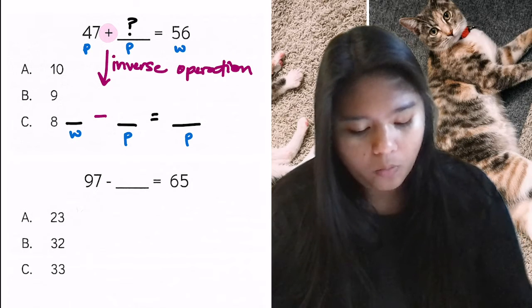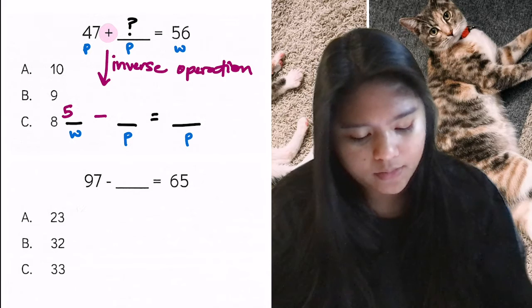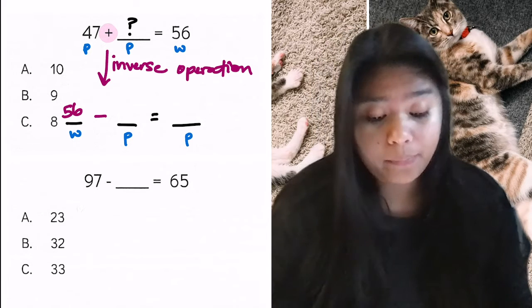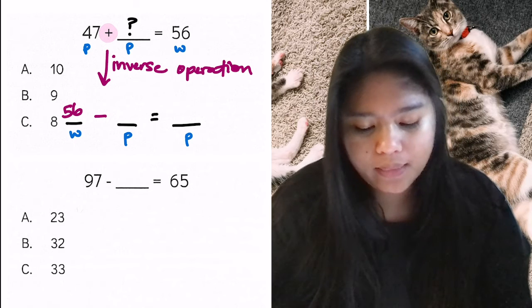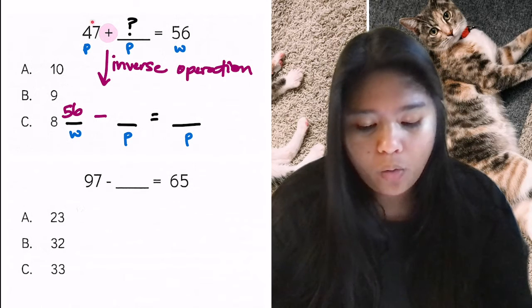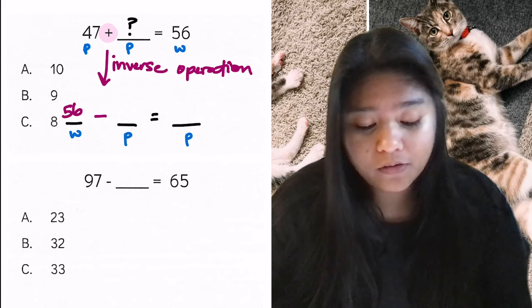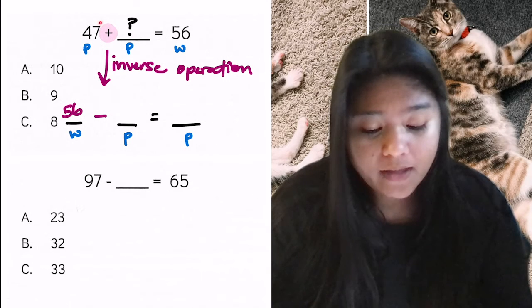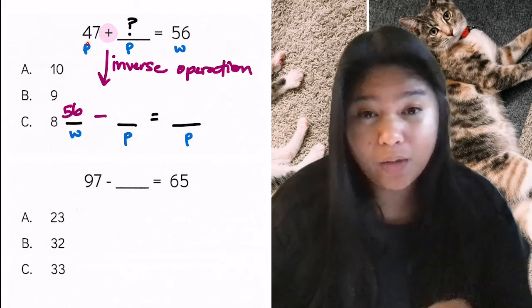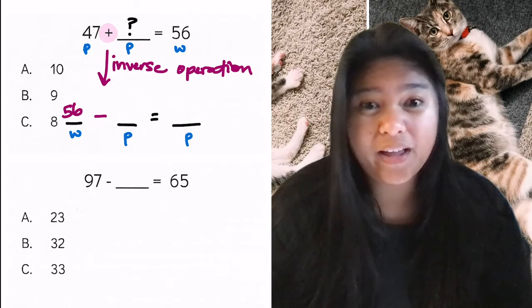Well, what is my whole? My whole is 56. So I'm going to actually write 56. Okay, now I need to put one of the parts here. What part should I put? Should I put the 47 or should I put the unknown? Good, I should put the 47 because it's a lot easier to subtract 47 from 56 to equal an unknown versus subtracting an unknown from 56 to figure out what equals 47.